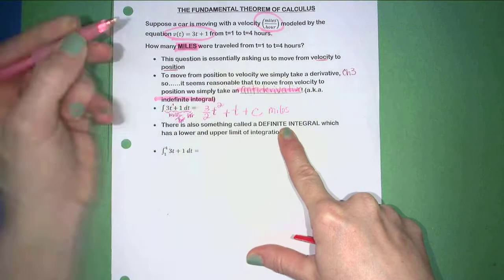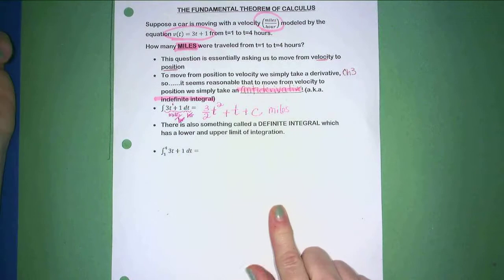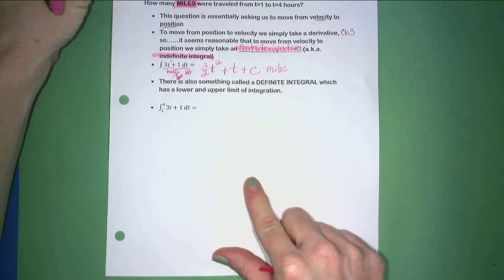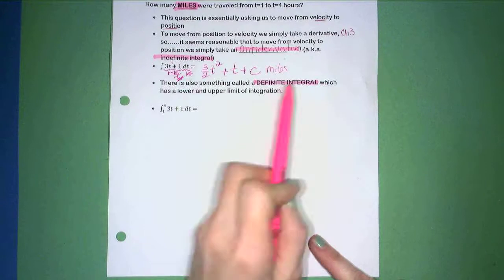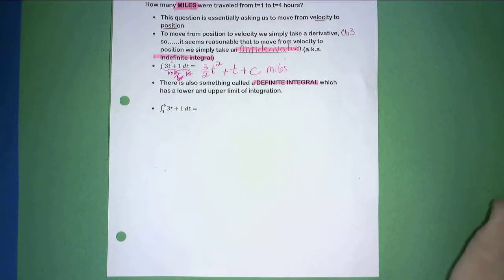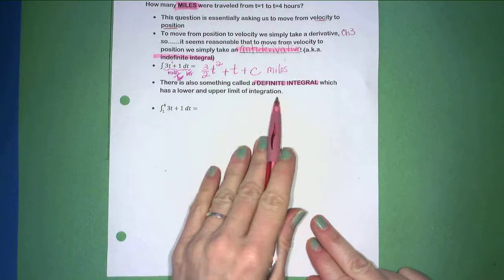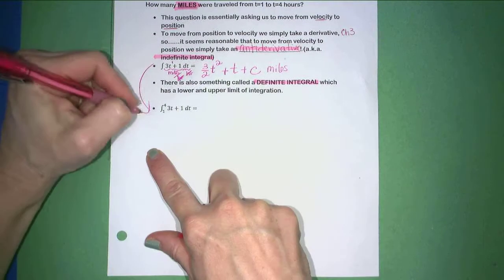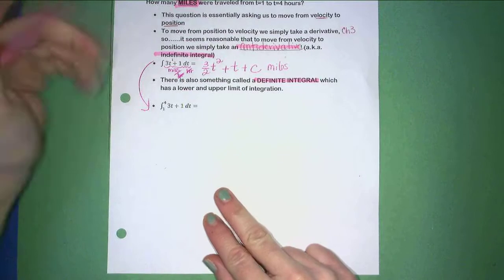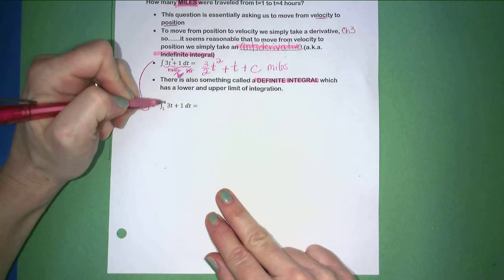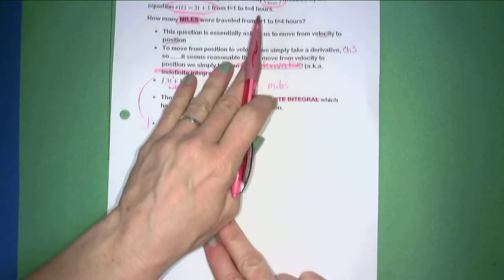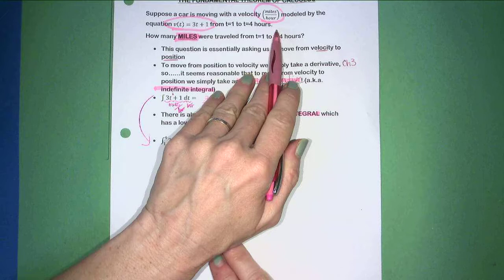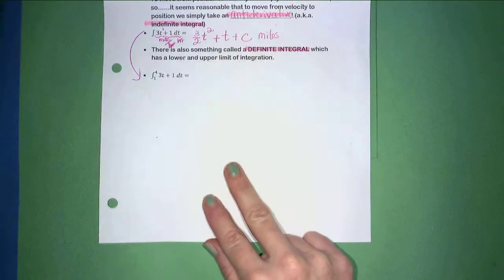Okay, moving on. Now it says there is also something called a definite integral. So we went from indefinite to definite. A definite integral has a lower and upper limit of integration. So watch how we change from here to here. All I added in here was a lower limit and an upper limit on my integration. So from 1 to 4, and that equates from up here 1 to 4 hours. Okay, so we want to know how many miles we're traveling specifically from 1 to 4 hours.